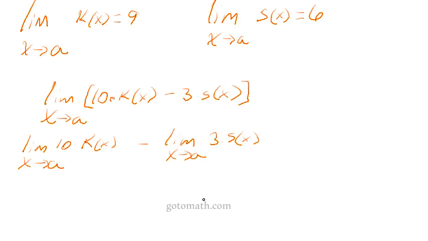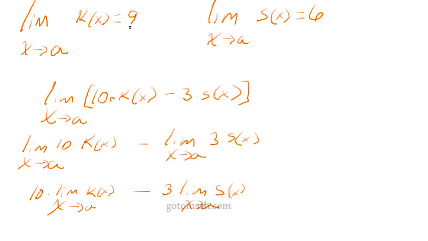So we can take this 10 and bring it out front. That was a scalar multiplication, one of the properties. We could break that up into two separate limits, and the limit of 10 as x approaches a is just 10. Then we have the limit as x approaches a of k of x minus, bringing the 3 out front, the limit as x approaches a of s of x.